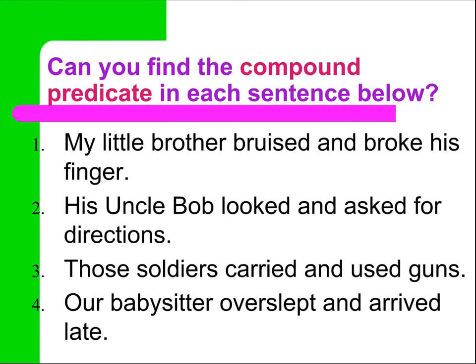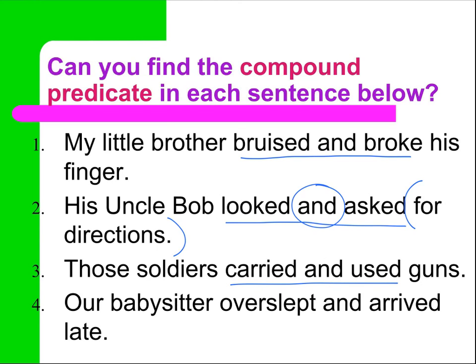Try these sentences. My little brother bruised and broke his finger. What did my little brother do? He bruised and broke. His Uncle Bob looked and asked, joined by a conjunction. Remember, you don't use any words in a prepositional phrase. In sentence 3, what did those soldiers do? Carried and used. And in sentence 4, what do you think the compound predicate is? Overslept and arrived, joined by the conjunction.